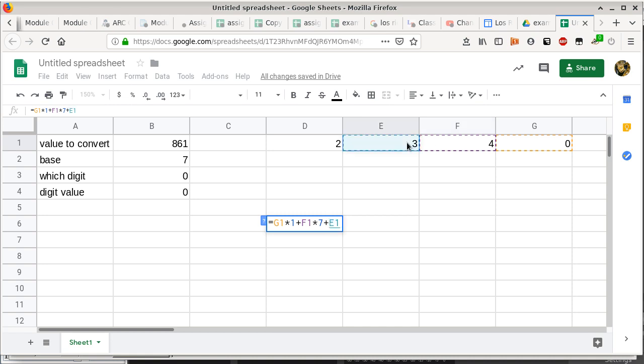We take this number and multiply by 7 squared, which is 49. And then we take this value and multiply by 343, which is 7 to the power of 3. And we get 861 back. So this is a verification that the process works. Is that okay?